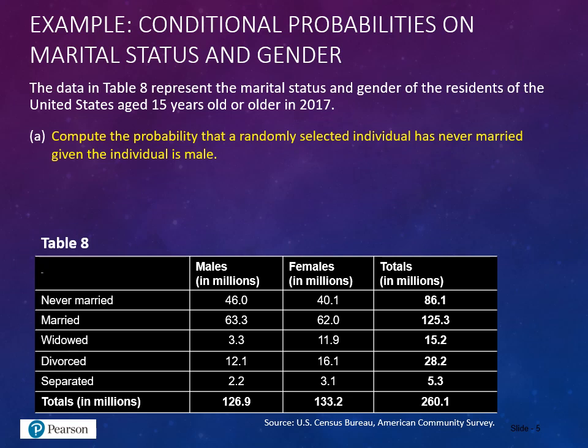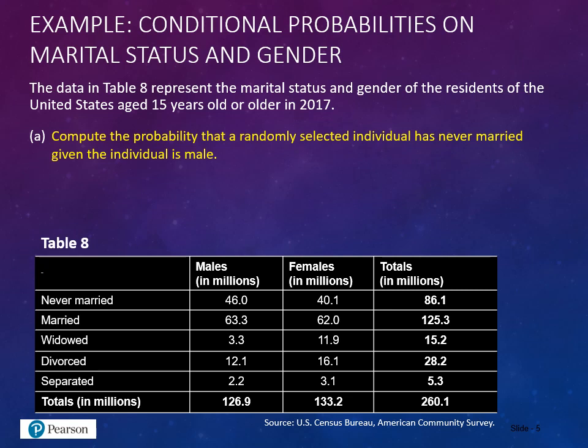The data in Table 8 represent the marital status and gender of the residents of the United States age 15 or older in 2017. We can see the different marital statuses: never married, married, widowed, divorced, separated, and then the totals in each. And then we separate by males and females, and of course then the totals for never married, married, etc. And then the totals at the bottom are for all the males, all the females, and then the total population.